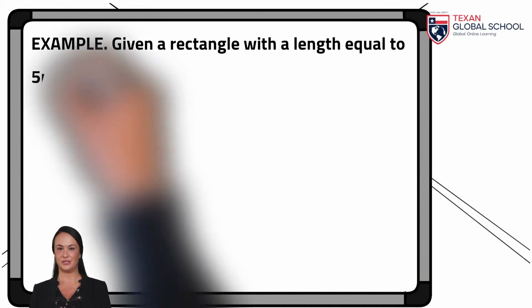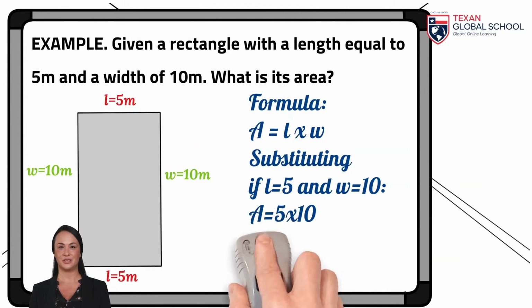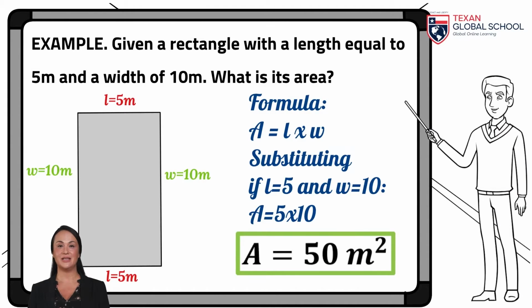Given a rectangle with a length equal to 5 meters and a width of 10 meters, we will calculate its area. We can see that the formula for calculating the area is length times width. We substitute values in the formula since the length measures 5 meters and the width measures 10 meters. By making the product we obtain an area of 50 square meters. Once again we emphasize the importance of units, in this case squared because it is the calculation of the area.